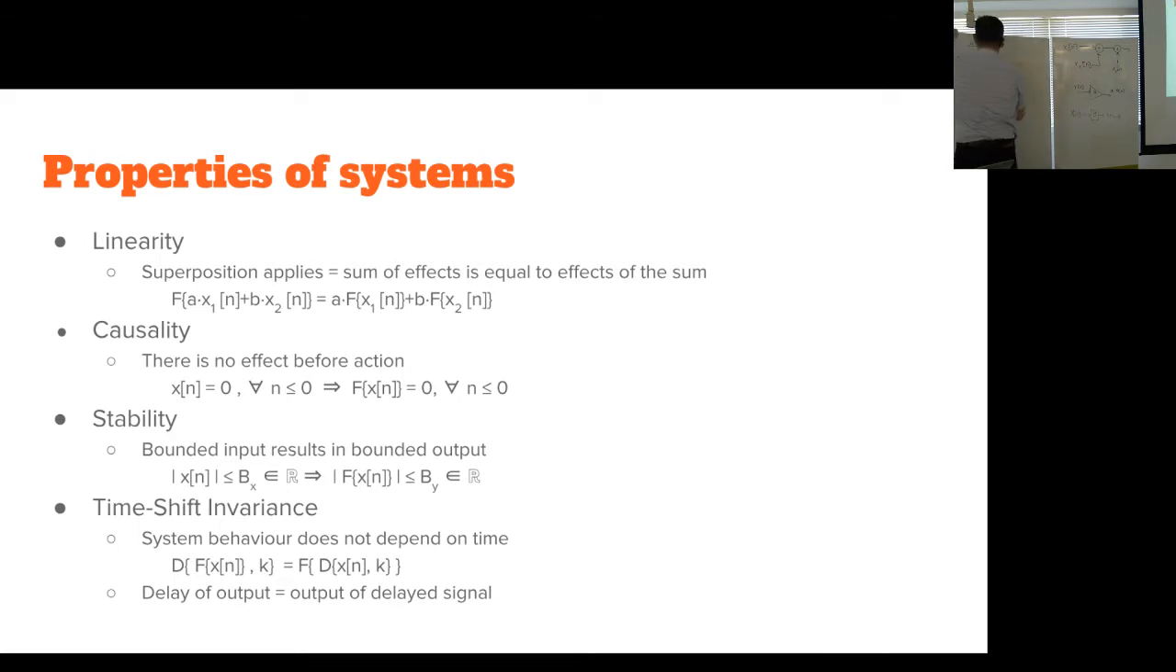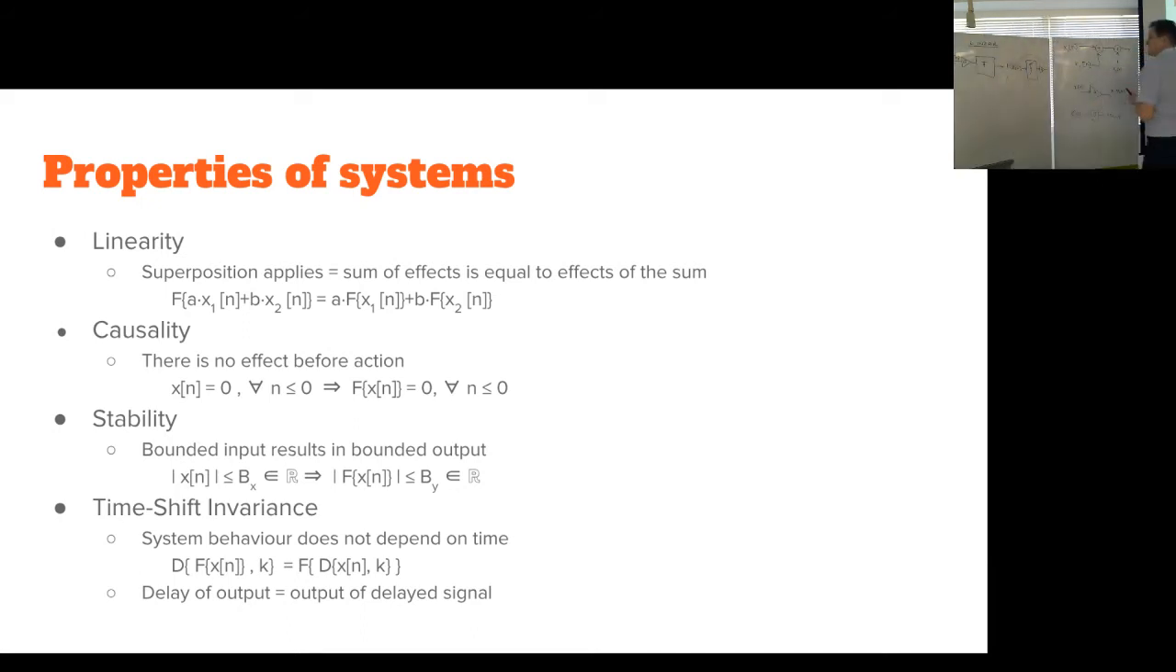If the system is linear, then you can move it. That's equal to the system where x of n first goes through the system, and then you have the gain afterwards. So if you can change this order of operations, then the system is, I think, commutative or something like that. It's one of these mathematical concepts. But that's one part of the linearity.